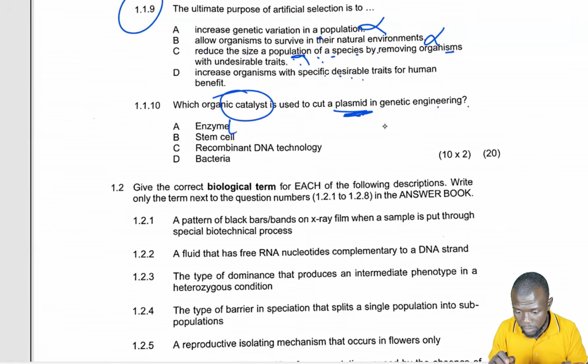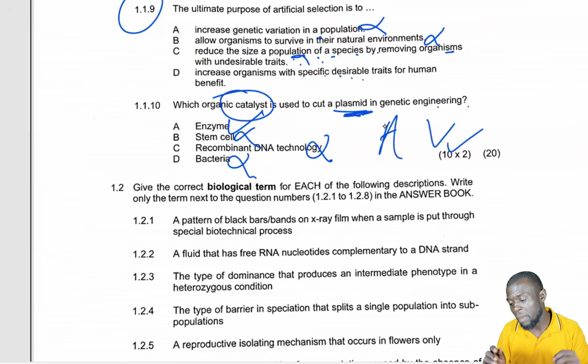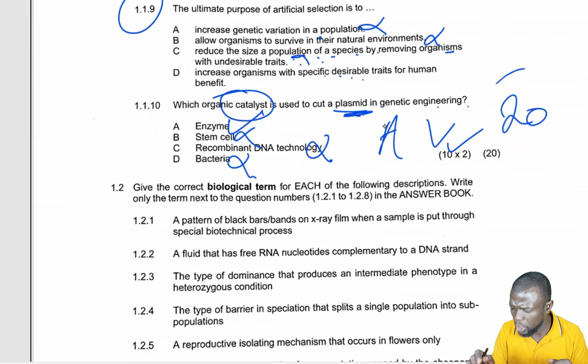So they're saying enzymes, okay, looks to be correct. Stem cells, nope. Recombinant DNA technology, nope. Bacteria, nope. The plasmid is found in a bacteria, so it can't be. So the answer is A, which becomes the most correct answer. And that means that you get 20 out of 20.